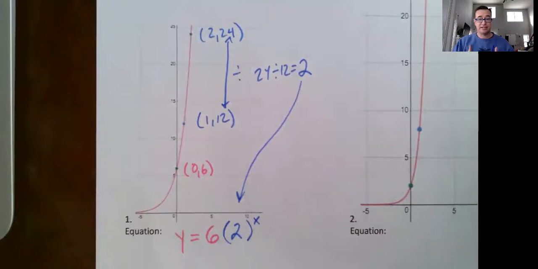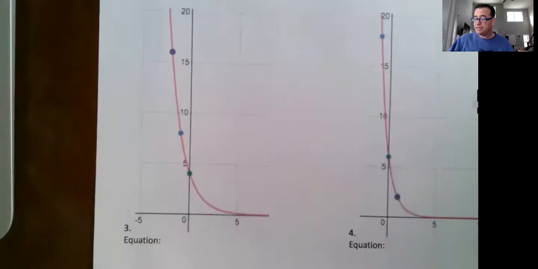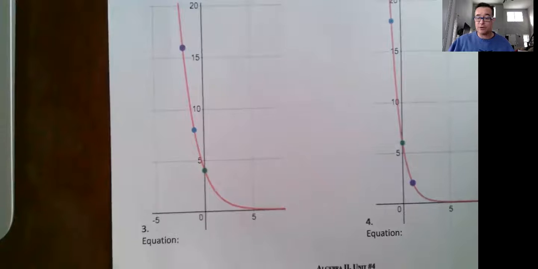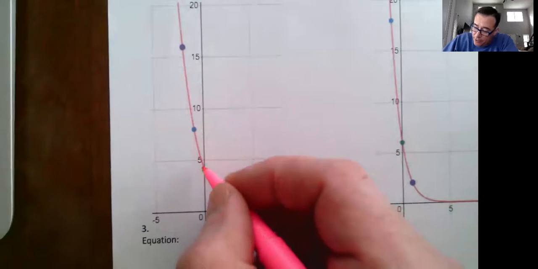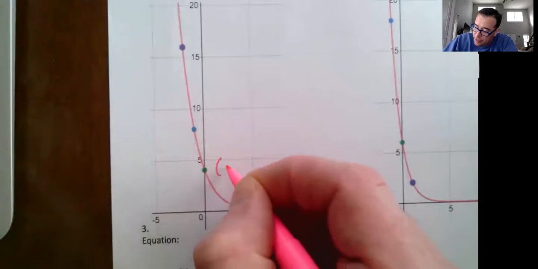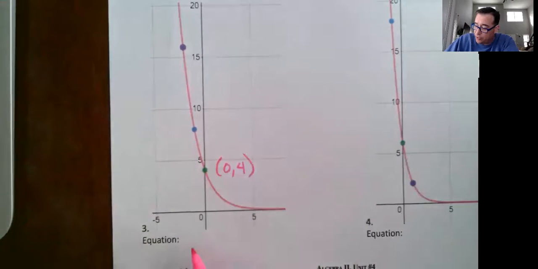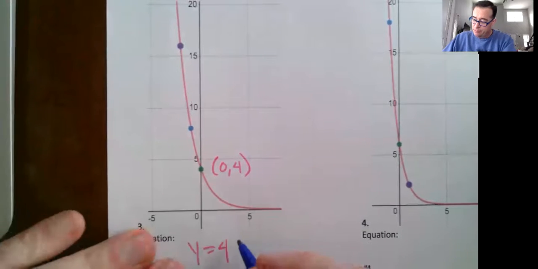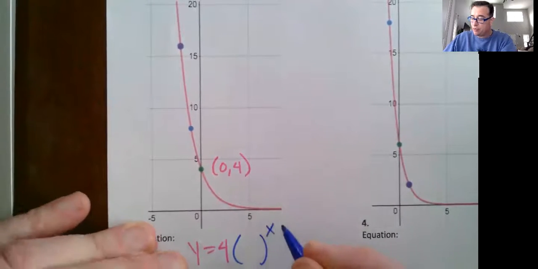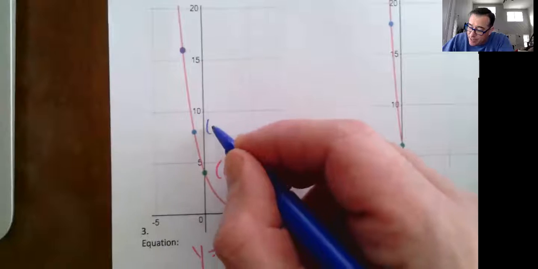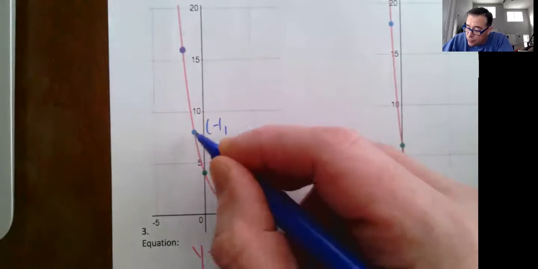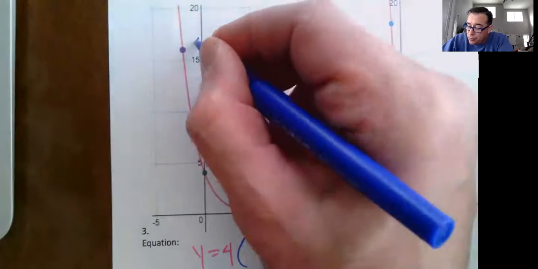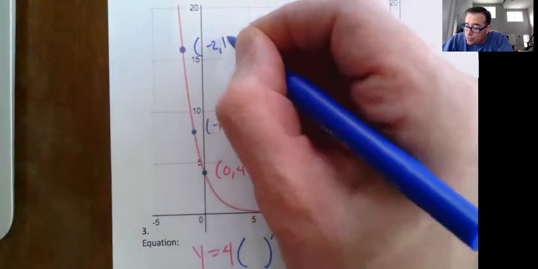Again, guys, these are not intentionally difficult. As long as you can find the points, you should be in good shape. Taking a look then at the one that is swooping down, so we know we have a fractional exponent. The process is the same. My y-intercept is right there. It is (0, 4). So again, we'll start off with y equals 4. I'm going to leave this space here for my base to the x power. Let's write some points. This one is (-1, 8), and then this one right here is (-2, 16).